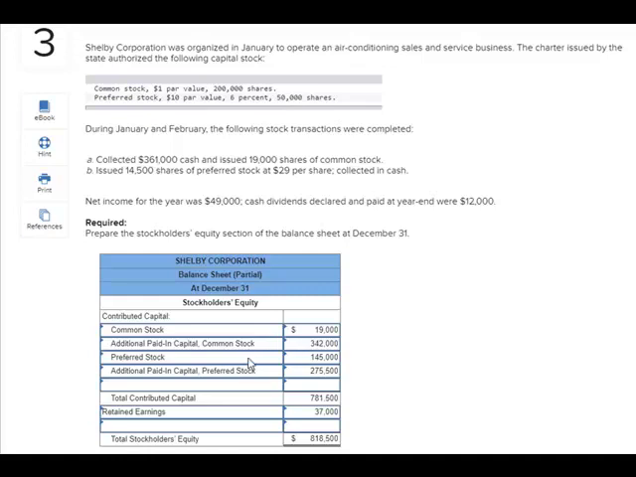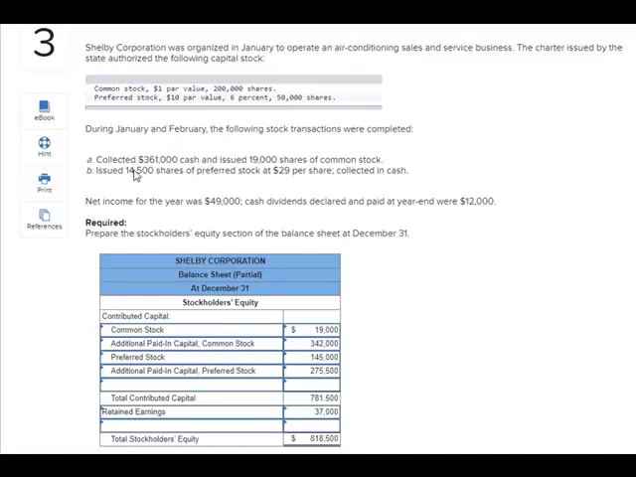For the preferred stock, that has a $10 par. We issued or sold 14,500 shares. So that's 145,000 in par value going into the preferred stock account.